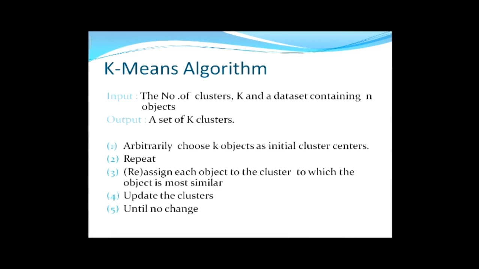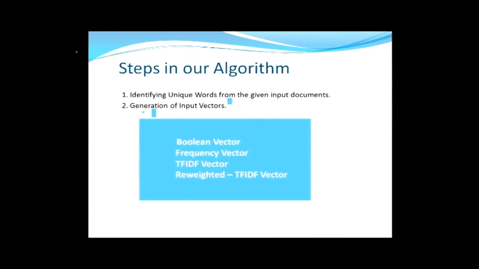The input for the K-means algorithm is the number of clusters, that is K, and a dataset containing n objects. The output will be a set of K clusters. There are 5 steps in our algorithm. The first step is arbitrarily choose K objects as initial cluster centers. Repeat, assign each object to the cluster to which the object is most similar. Update the clusters until no change.